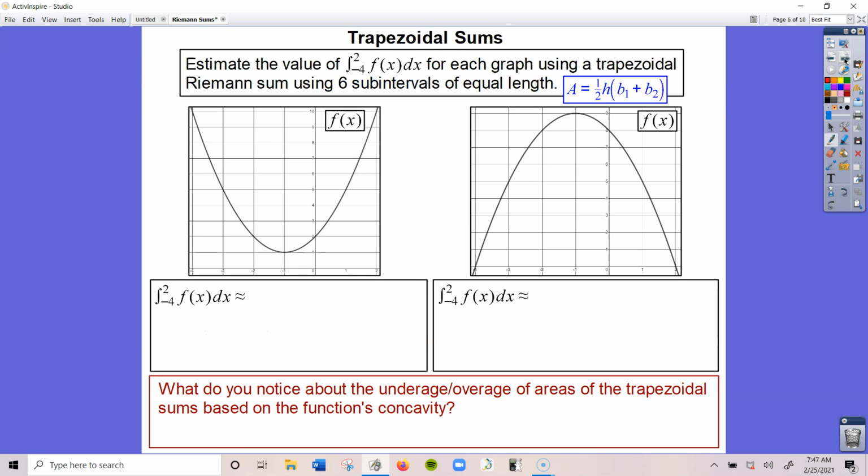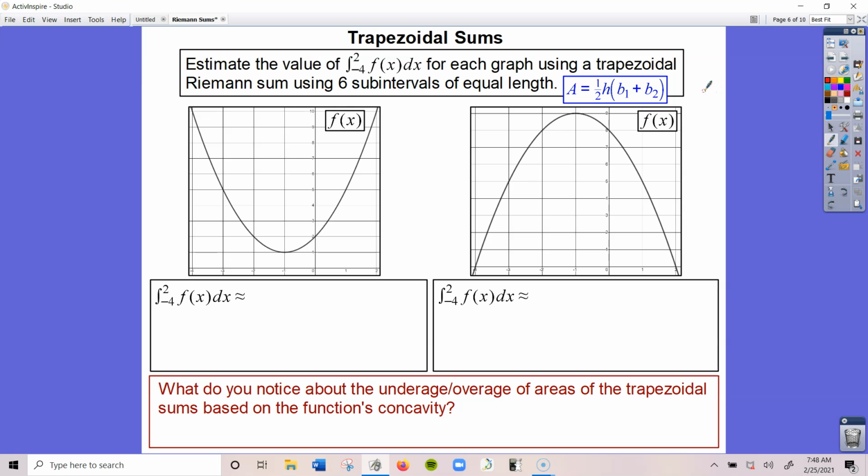Now lastly, the last Riemann sum we're going to look at is a trapezoidal sum. A trapezoidal sum is probably one of the most accurate of the Riemann sums, simply because it's always going to lie right beneath the curve. Now, we have to know the area of a trapezoid, and this is the equation. It is 1/2 times the height times the first base plus the second base.